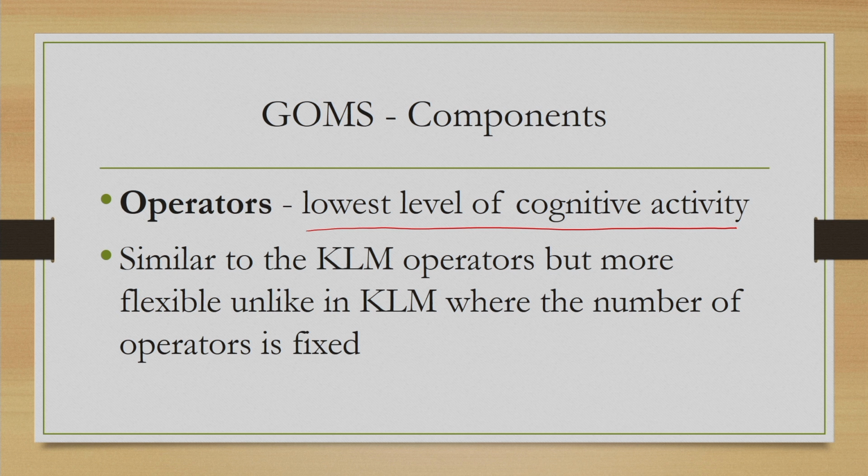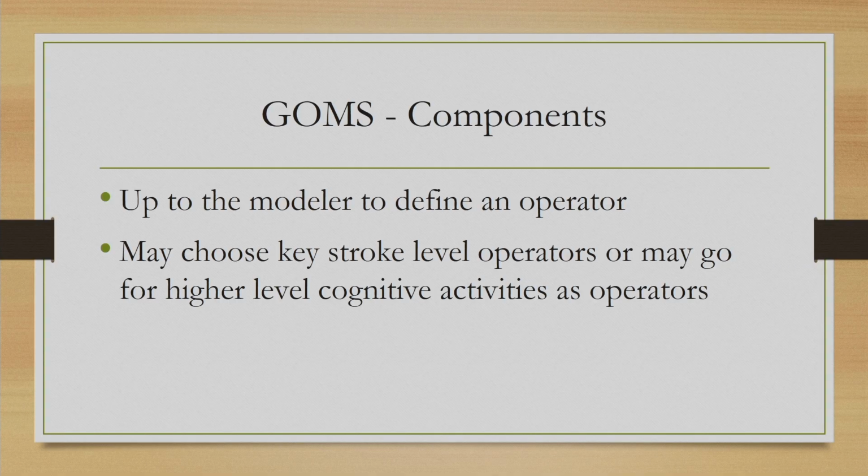In KLM, we have fixed the set of operators. We said that there can be only 7 operators, out of which 2 are no longer used and 5 we can use for contemporary interaction modeling. However, in CMN-GOMS, that is not the case. We do not fix the set of operators. Instead, it is left to the modeler, which operator or which set of operators to be used during modeling. The modeler may choose the lowest level operators such as keystroke level operators, or may go for higher level cognitive activities as operators. So, both are possible with this modeling approach.